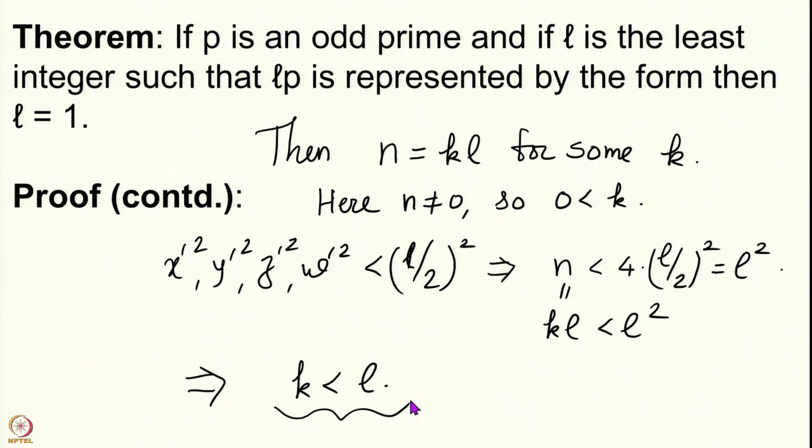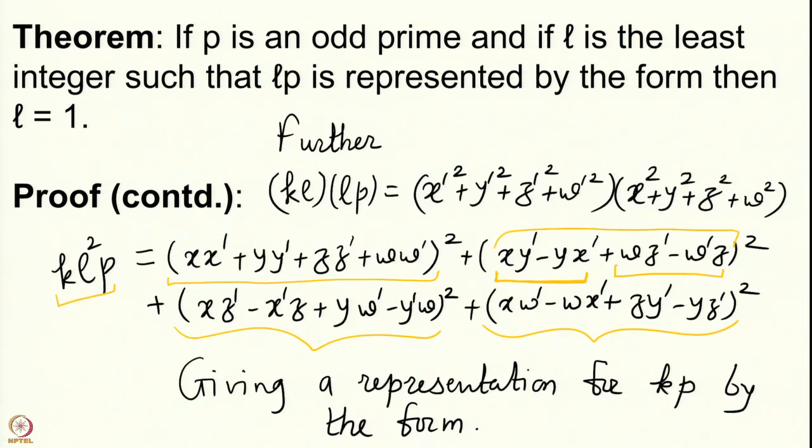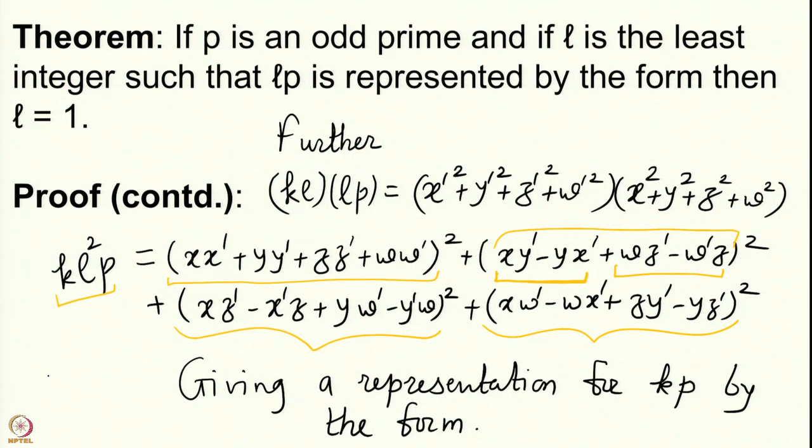And so therefore, you have now a multiple of p by an integer less than L, which is also represented by the given form. That is a contradiction, because you had started with L being the least. So if your L was not equal to 1, we get a contradiction, and therefore L has to be equal to 1, which proves our result.